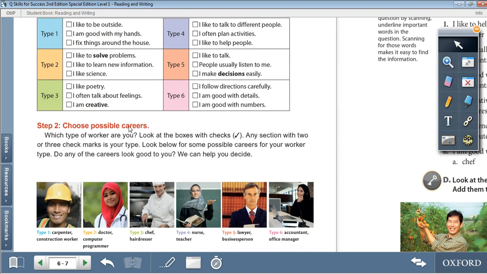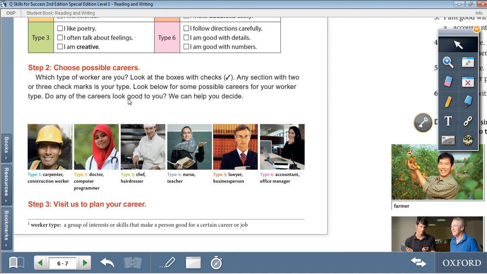Now, after you finish step 1, step 2, choose possible careers. Which type of worker are you? Look at the boxes with checks. Any section with 2 or 3 check marks is your type. Look below for some possible careers for your worker type. Do any of the careers look good to you? We can help you decide. These are examples of different careers for the previous types.